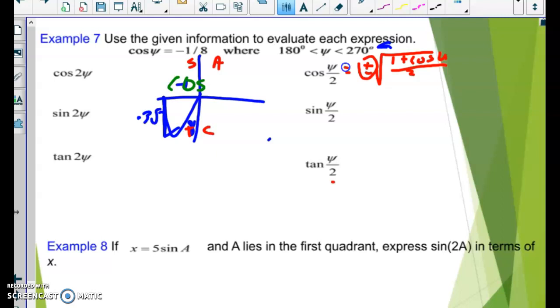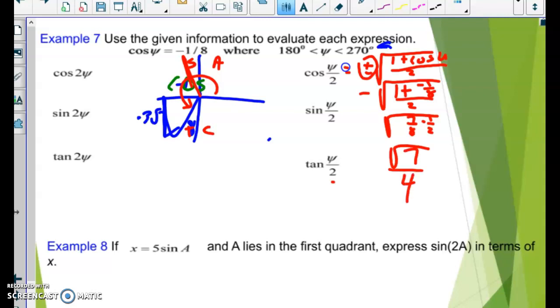Since my answer is going to be negative, because if I do half of this angle, I'm going to end up somewhere out in that direction, and that's a negative place, so I'm going to go 1 plus the cosine of the original, and we have negative 1/8, all over 2. If I take 1 minus 1/8, that's 7/8 times 1/2, which is the square root of 7 over 4, and we know that's going to be negative.